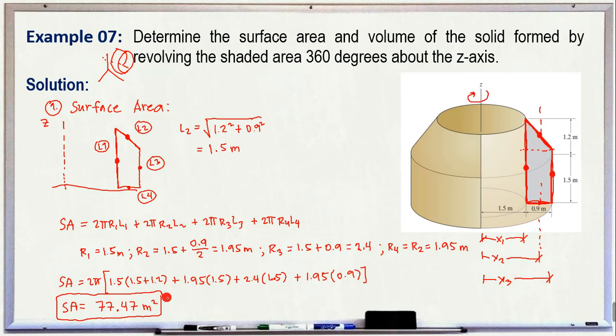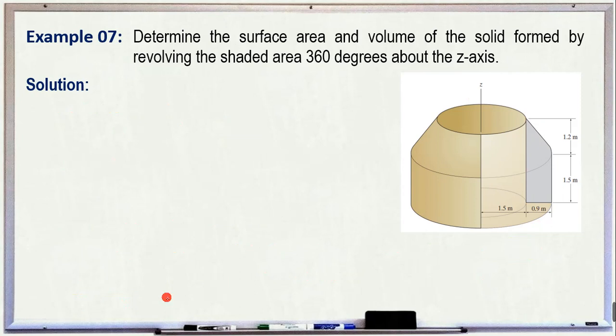Now next, let's proceed to the volume. So number 2, the volume. For the volume, let's draw again the shaded area. So this is our z-axis, the axis of rotation. Now, the shaded area can be broken down into two simpler figures. We have first the triangle, and then the second one we have this rectangle.